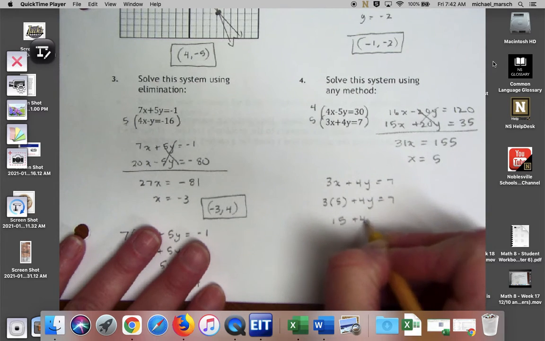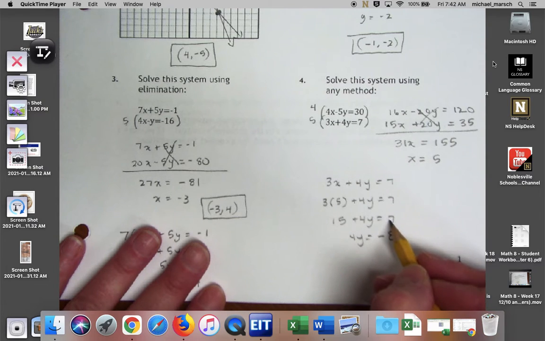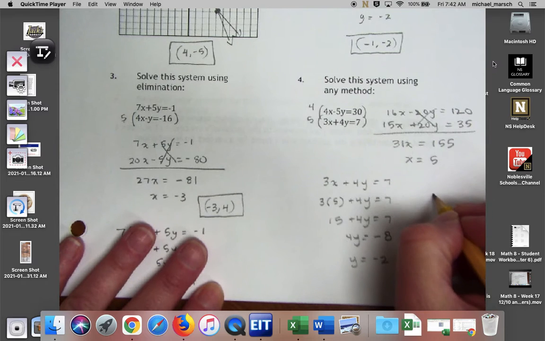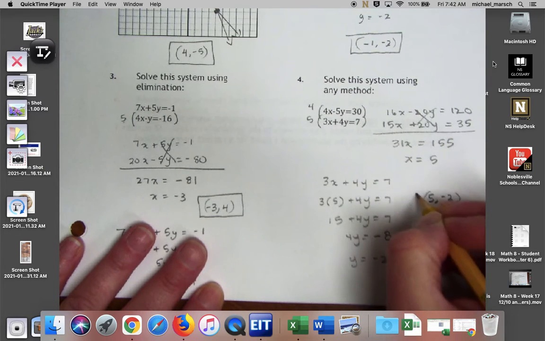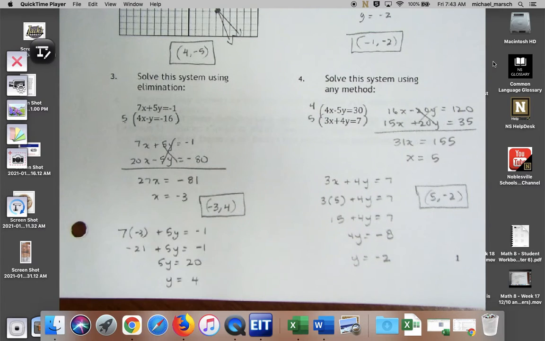15 plus 4y equals 7. So I'm going to get 4y equals negative 8 because I'm going to subtract 15 from the 7. So y equals negative 2. So my answer here is going to be 5, negative 2. My solution. All right, so that's the first page.